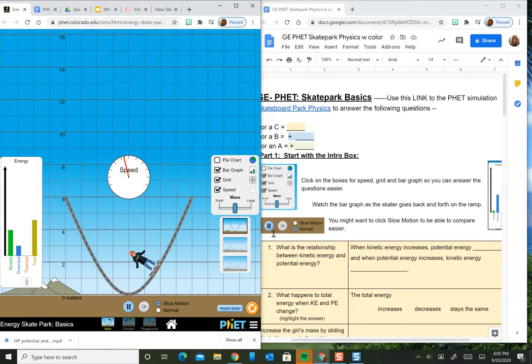Okay, and then it's asking what happens to total energy when KE, kinetic energy, and PE, potential energy, change. So here's the total energy. Is anything happening? Is it increasing? Is it decreasing as it's going up and down? So that's what you have to tell me here. And then it says increase the girl's mass by sliding the button over to the right. So here's the slider, and I'm going to slide it over to the right and increase her mass. She just got older, taller. And so what happens to total energy?